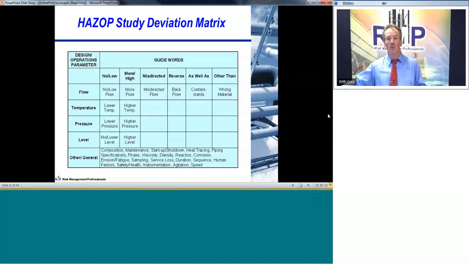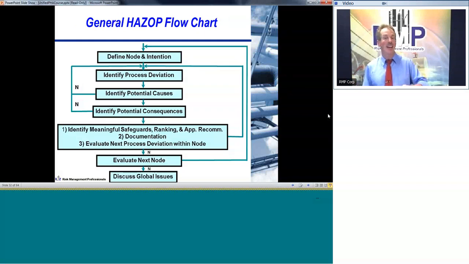As I mentioned before, the HAZOP is very systematic, and this flow chart basically identifies the overall process. You define a section or a node, look at deviations within that node, and potential causes associated with that deviation. Causes can be things like valve failures, tube ruptures, operator mistake. All those can be causal events that can lead to potential problems. So you identify potential consequences associated with the cause, those safeguards that are the barrier between the causal event and those consequences, and then you cycle through the whole thing.